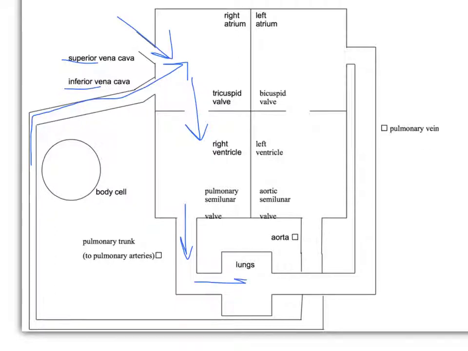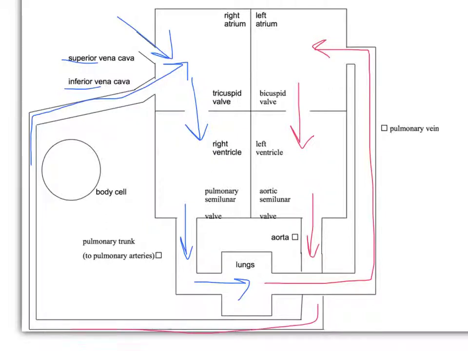It goes to the lungs, at which point it is going to pick up oxygen and therefore leaving it will be oxygenated, returning to the left atrium through the bicuspid or mitral valve, out the aortic semilunar valve via the aorta. It is then distributed to the body and returns to the cells. The oxygen then goes into the cells, and blood leaving the cells will be deoxygenated.